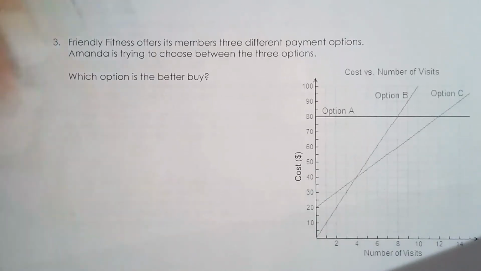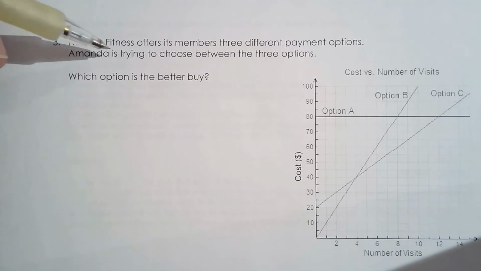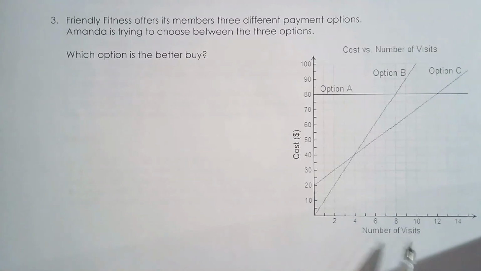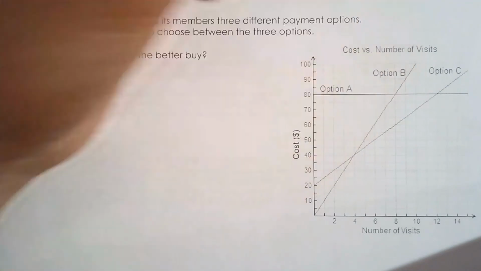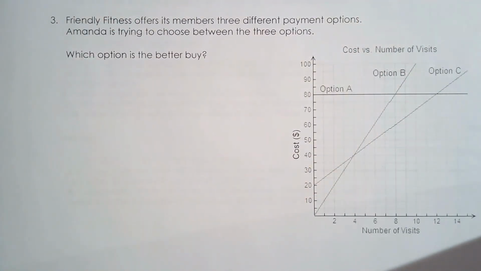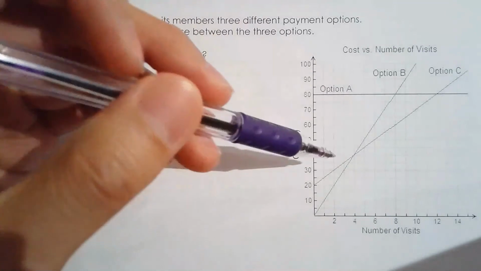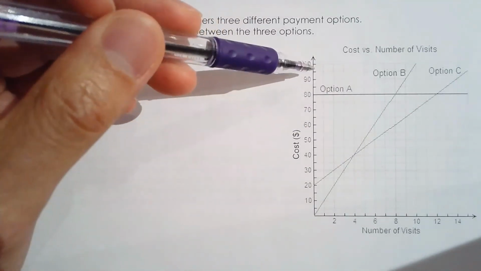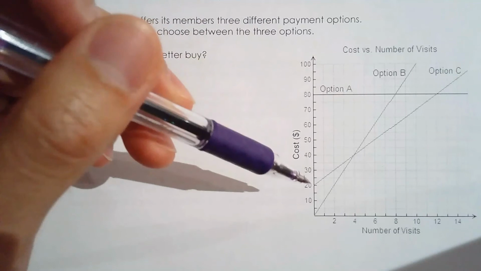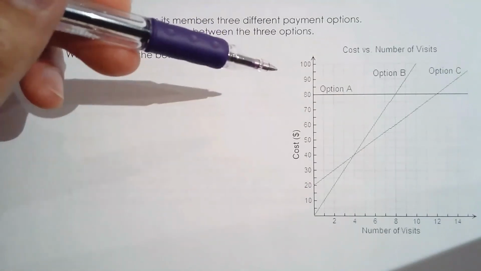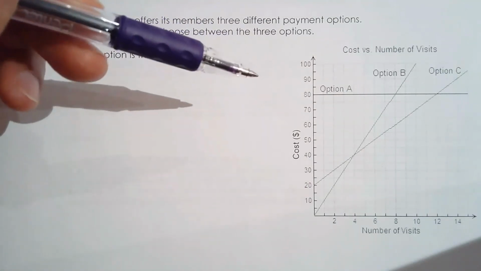Ooh, we have 3 linear relations. Beautiful. So Friendly Fitness offers its members 3 different payment options. Okay, so Amanda is trying to choose between the 3 options. So we have the number of visits and the costs. So I'm going to identify the key points here. Okay, I'm going to use a different color. So what you want to do is take a look at this graph and establish what is the cheapest option based on the number of visits.